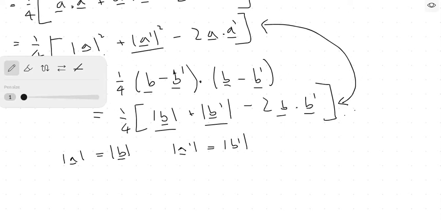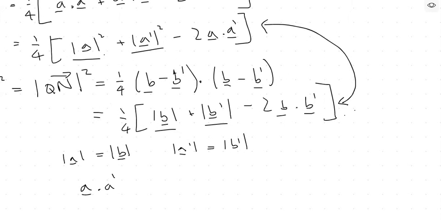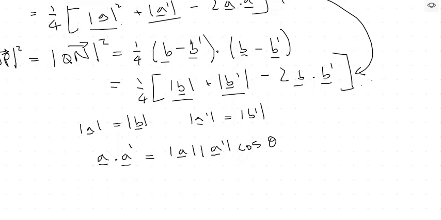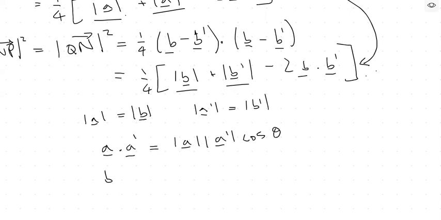Next, we need A dotted with A dash is equal to mod A, mod A dash, cos of some angle between them, and B dotted with B dash, I should say, is mod of B, mod B dash, cos of the angle between those. So now we need to show that the angles are the same.